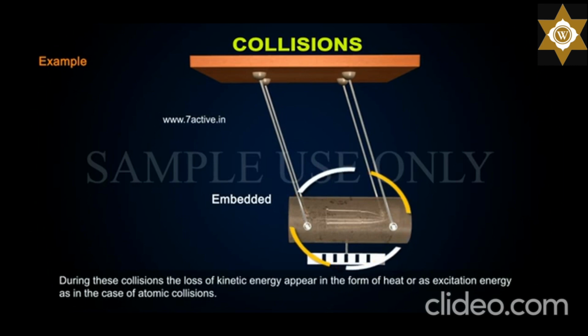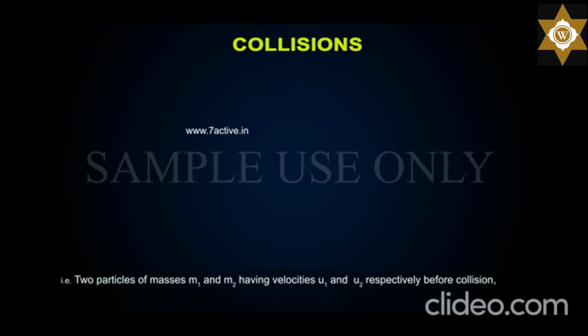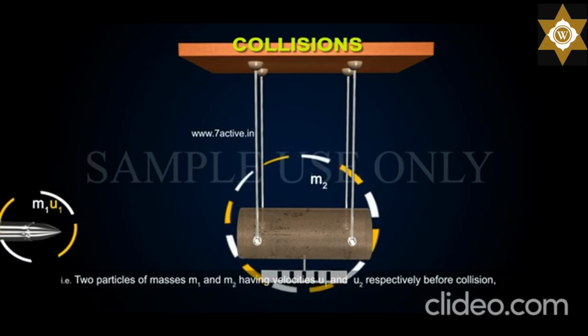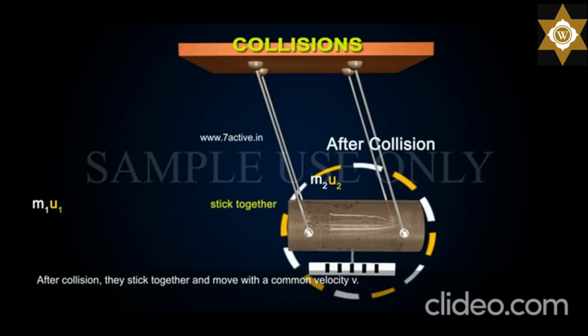During these collisions, the loss of kinetic energy appears in the form of heat or as excitation energy, as in the case of atomic collisions. Perfectly inelastic collision: let us consider a perfectly inelastic collision. That is, two particles of masses m1 and m2 have velocities u1 and u2 respectively before collision. After collision, they stick together and move with a common velocity v.